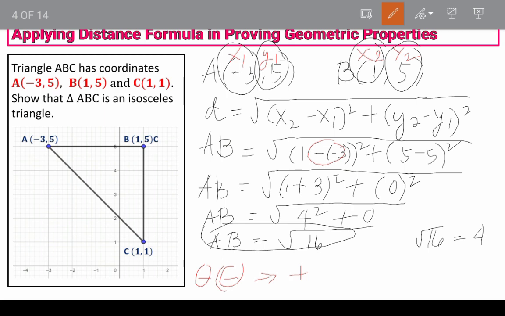To get the square root of a perfect square number, you have to think of a number wherein if you multiply it by itself, the answer will be the radicand, or what's the number inside of the radical sign. Since 4 times 4 is equal to 16, therefore the square root of 16 is equal to 4. So we have here AB is equal to 4. So this is now the distance from point A to point B. So from point A to point B, you have 4 units.